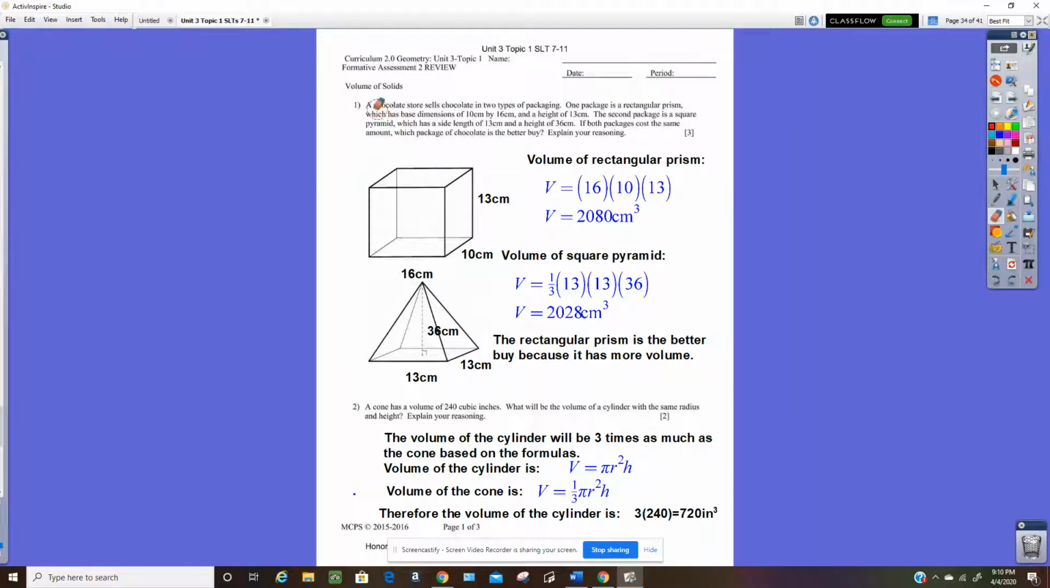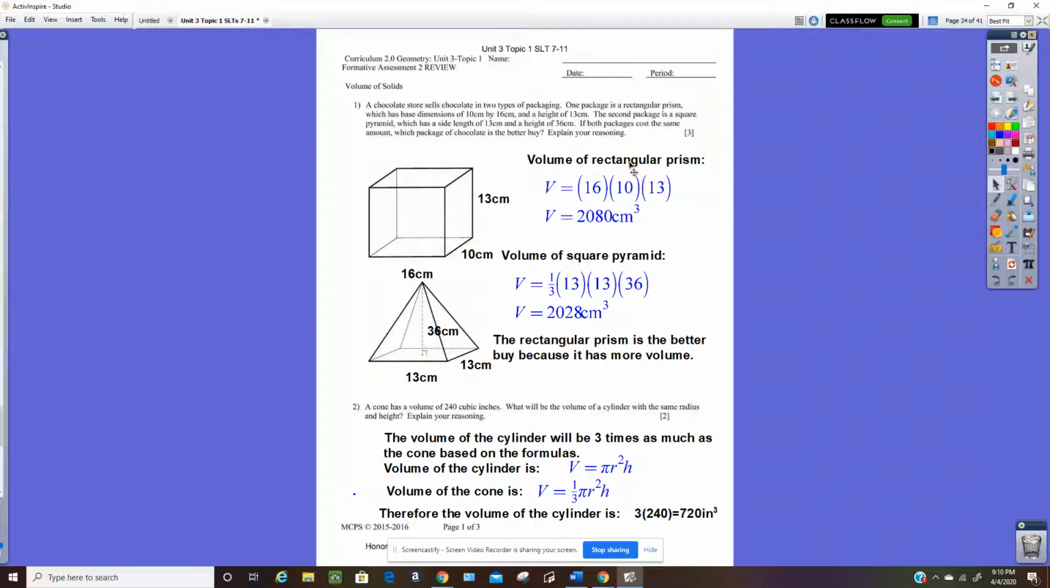So here's the question. Number one, a chocolate store sells chocolate in two types of packaging. One package is a rectangular prism, which has dimensions of 10 by 16 by 13. And then the second package is a square pyramid, which has a side length of 13 centimeters and a height of 36. If both packages cost the same amount, which package of chocolate is the better buy? Explain your reasoning.